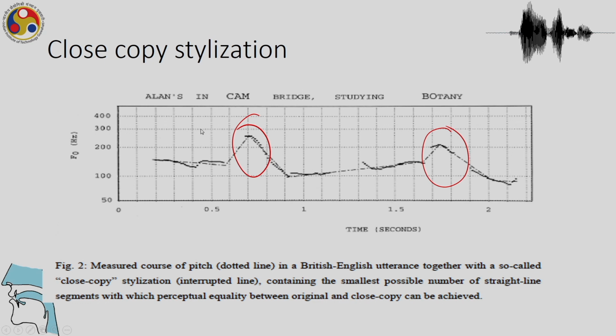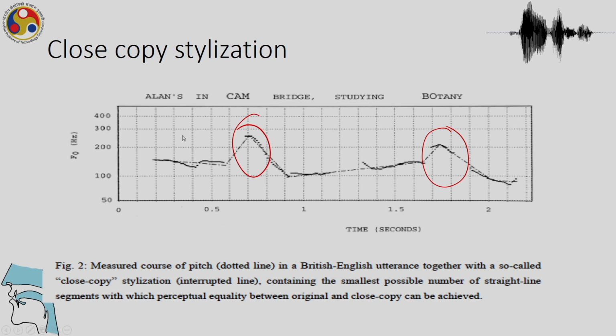As we had in the beginning of the lecture, we had talked about how stress and prominence, relative prominence, is important in understanding pitch. You can see that here, that these are the two most important points in that utterance. So these are the measured course of pitch in a British English utterance, together with the so-called close copy stylization containing the smallest number of straight line segments, with which perceptual equality between the original and close copy can be achieved.